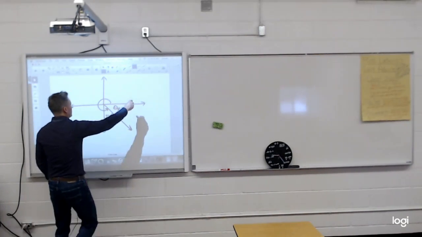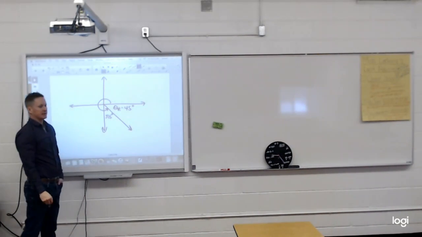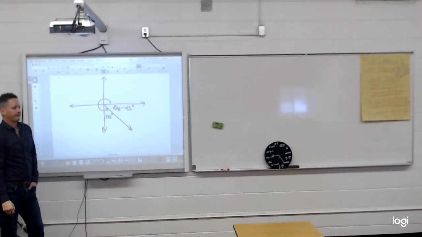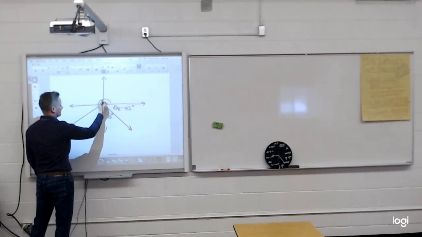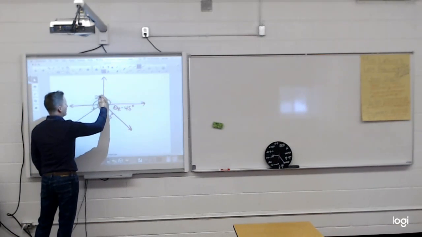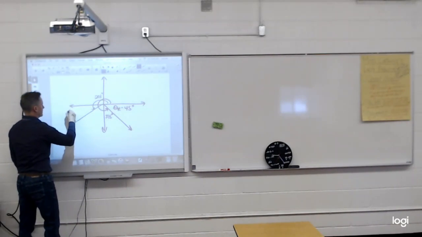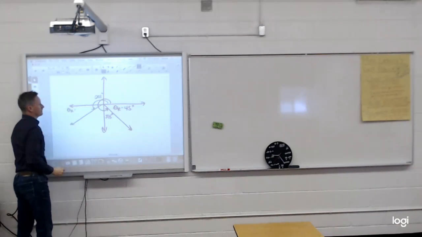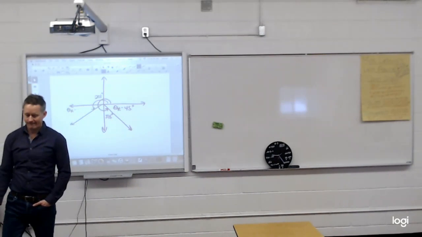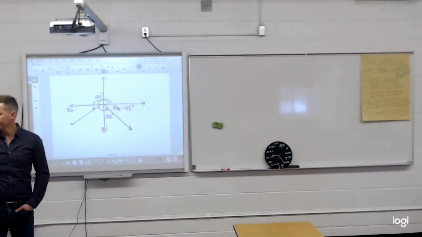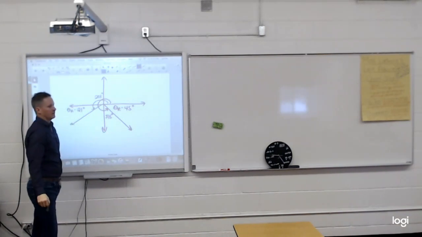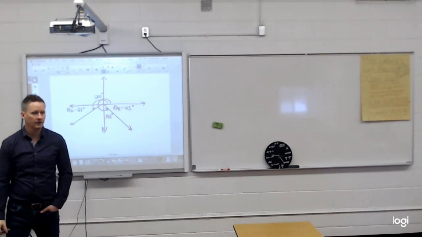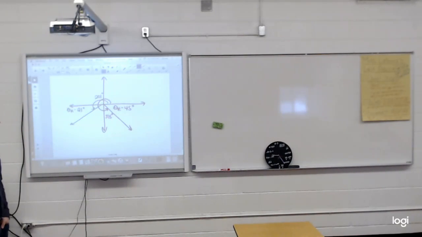201 degrees. What quadrant is 201 degrees in? Third. That's right. So that's down there. That guy's 201 degrees. What is my reference angle here? What is it? 21 degrees. Okay, 201 degrees.